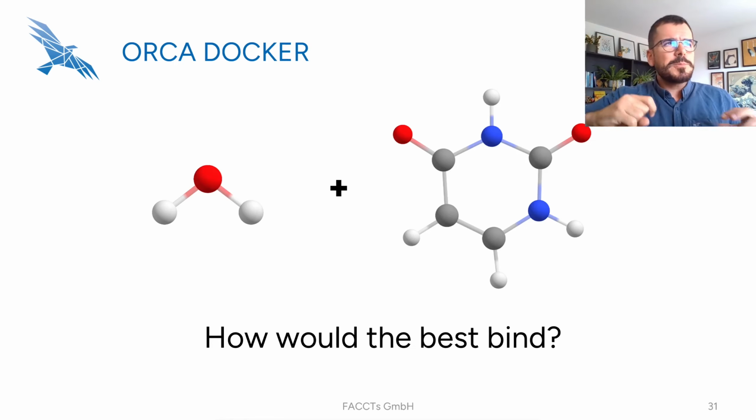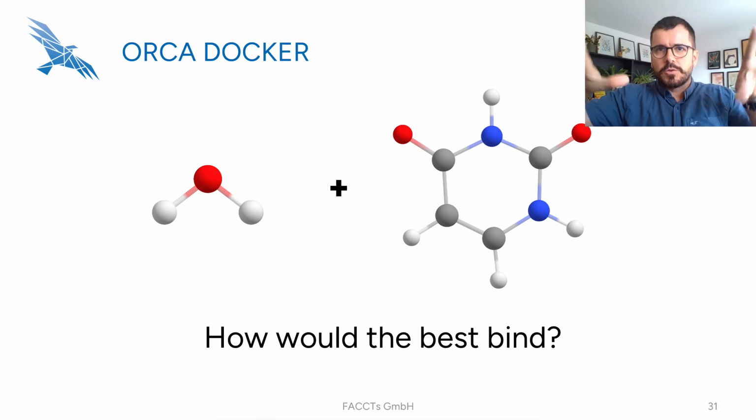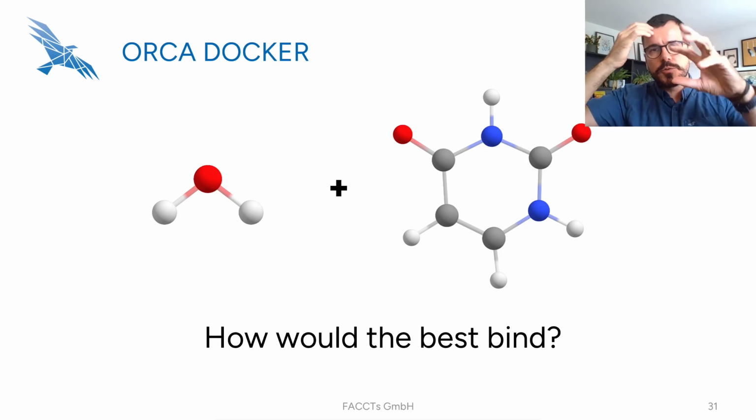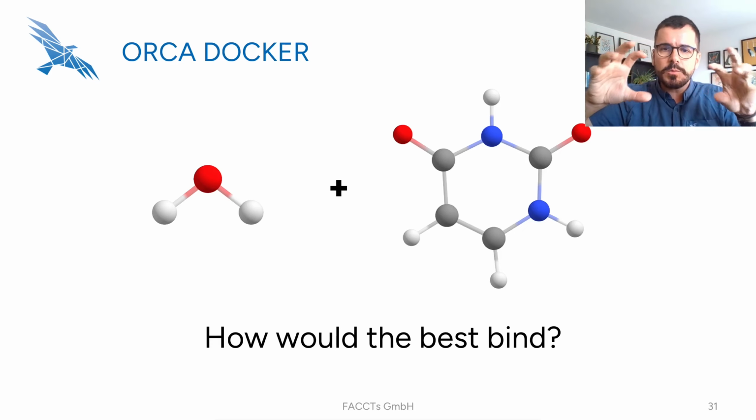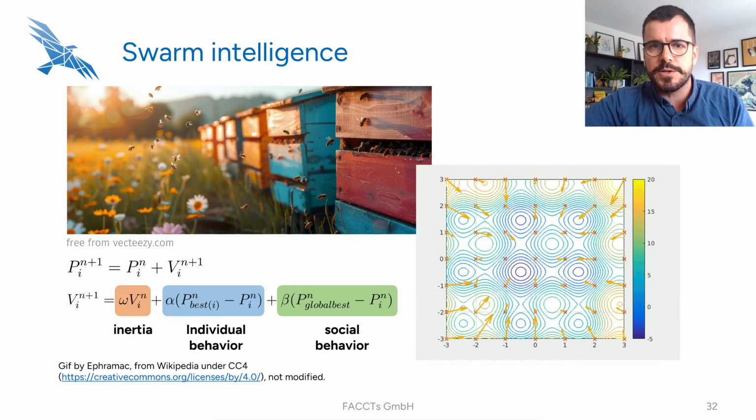So now the objective here is not to find the global minimum of a single structure, but a collection of structures. Let's say you have uracil, what's on the right, and water. What will be the best binding mode between both? How would water best bind to uracil? That's the question we were trying to answer here.